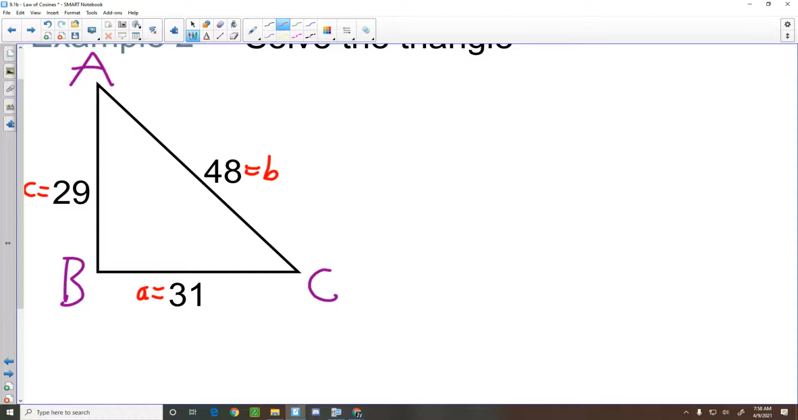Now I've already got 3 side lengths, right? To solve the triangle, I need all 3 side lengths, but I also need all 3 angles, and I don't have any of them. We need to start just by finding any one of those angles. Now the cool thing is we can find any of those first. It doesn't matter which one. So what do you want to solve for first, everybody? Angle A, B, or C?